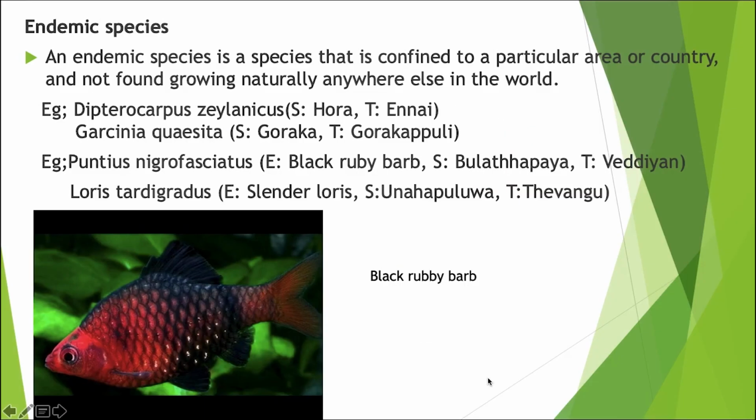Endemic species. A species is said to be endemic when it is confined to a particular area or a country and cannot be found growing naturally anywhere else. Hora and Goraka are two plant species that are endemic to Sri Lanka. Black ruby barb and slender loris are two animal species endemic to Sri Lanka. The scientific names of these organisms are very important for MCQ questions.